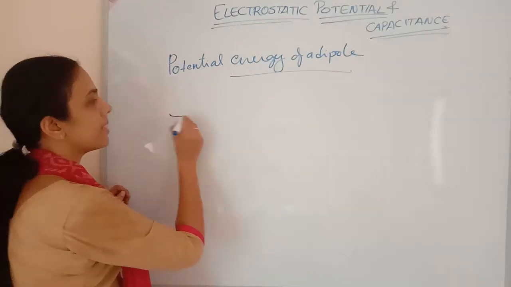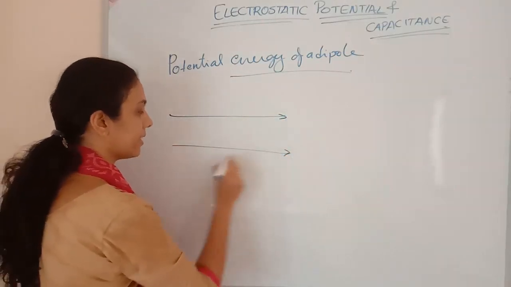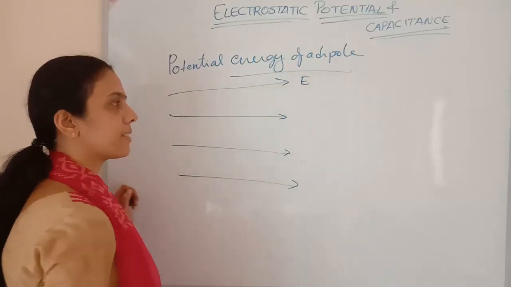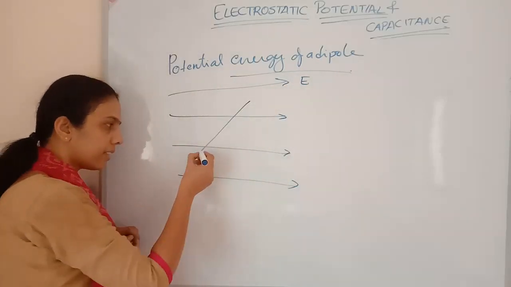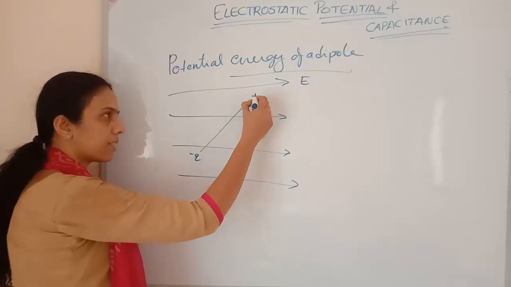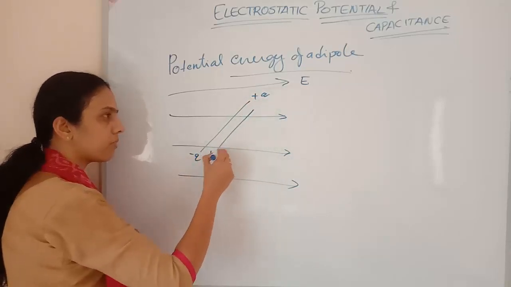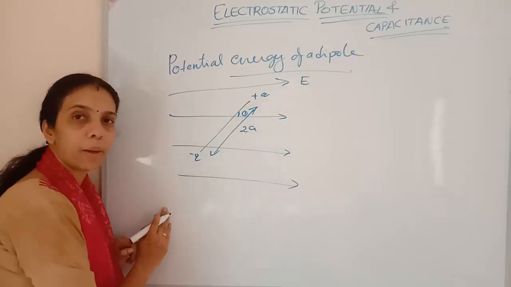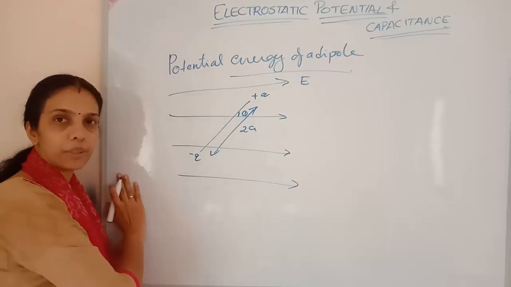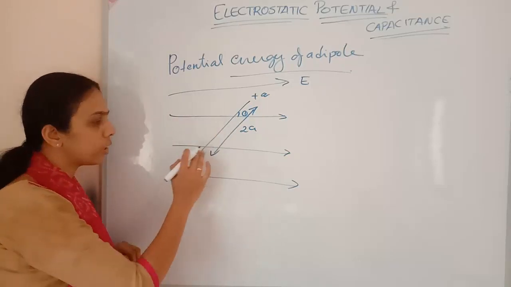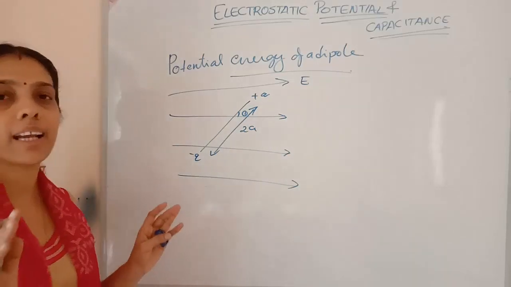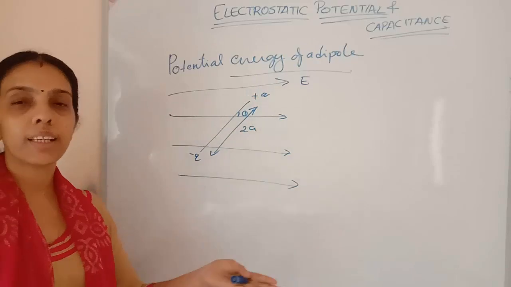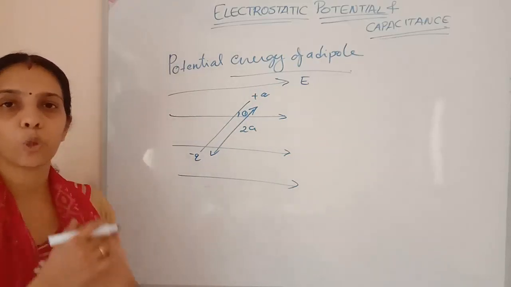I am considering an external field E like this. This is an external field, the direction is this one. Here I am considering a minus q and a plus q, which have a distance of 2a, and the dipole makes an angle theta. Then what will happen? A torque will be acting on the system, since the forces qE and minus qE are equal and opposite but have different lines of action. So it will have a rotational effect.